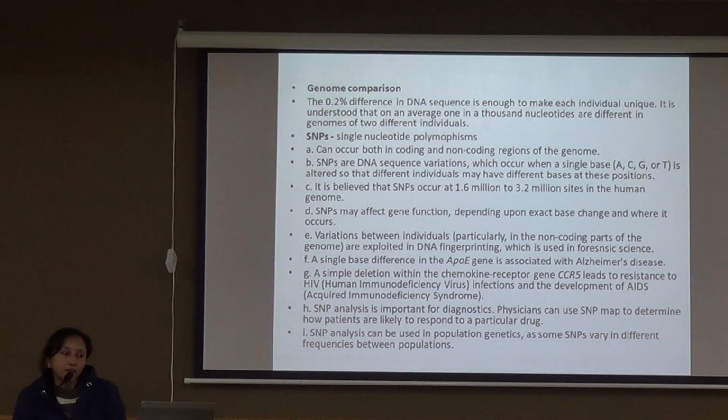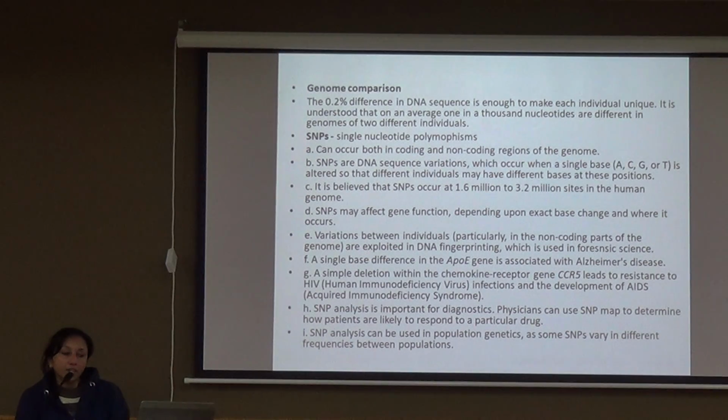SNPs can occur both in coding and non-coding regions of the genome. SNPs are DNA sequence variations which occur when a single base, that is A, C, G or T, is altered, so that different individuals may have different bases at these positions. It is believed that SNPs occur at 1.6 million to 3.2 million sites in the human genome. SNPs may affect gene function depending upon the exact base change and where it occurs.